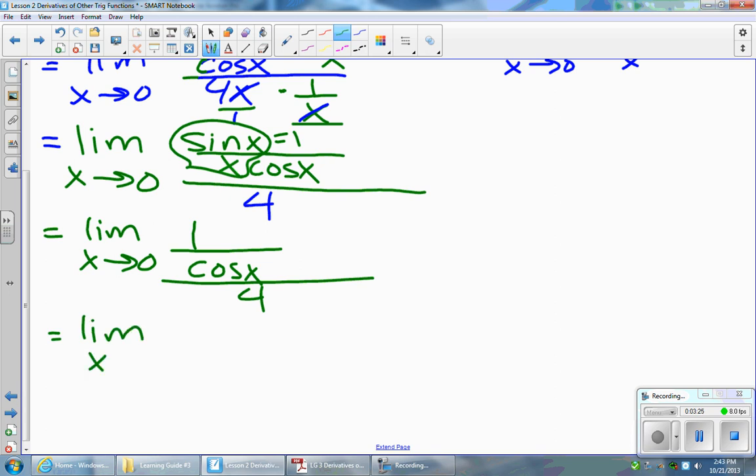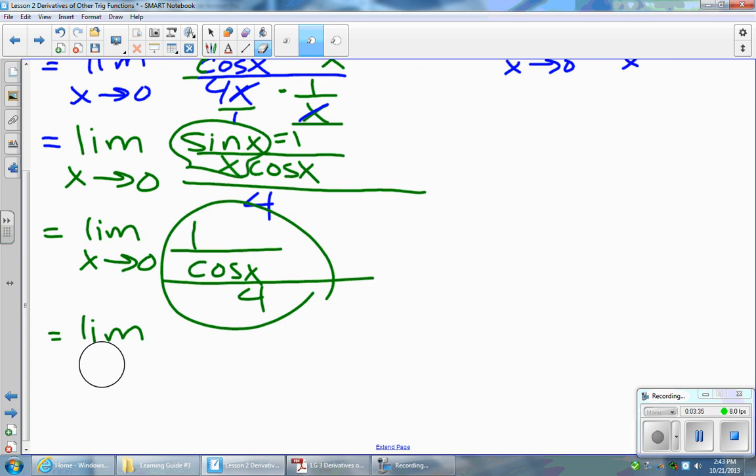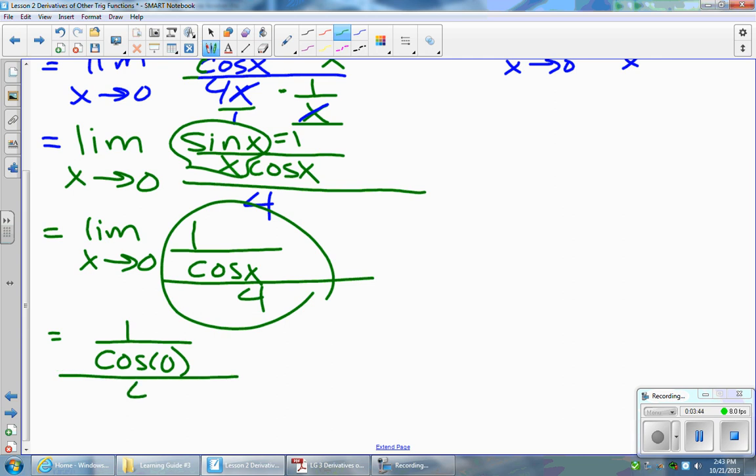Okay, so you check at this point. Since we're evaluating when x approaches 0, can I simply put x equal to 0 into this function now? Will I actually get a value? Well, let's check. 1 over cos of 0, divided by 4. What's cos of 0 radians equal to? This is 1 over 1, over 4. So simplify: 1 divided by 1 is just going to give you 1.